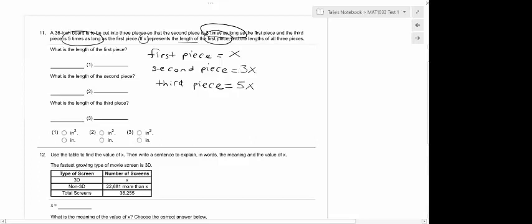And then what you're doing is you're adding all 3 pieces together, and their total has to be what? What does it tell you in the problem? 36 inches, right? So now we have our 3 expressions. We're going to add them together: X plus 3x plus 5x, and set it equal to 36. So any questions on how we set it up?